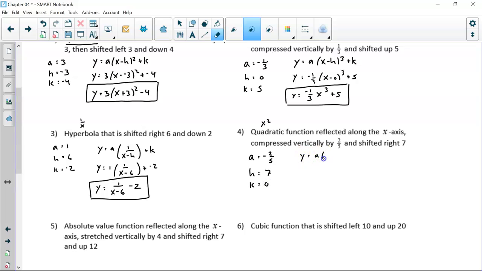y equals a times x minus h squared plus k. So y equals negative 2/5 times x minus 7 squared, and then plus 0, so y equals negative 2/5 times x minus 7 squared.